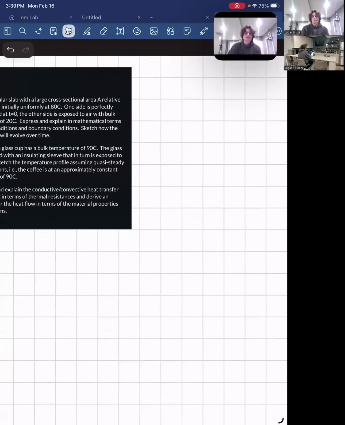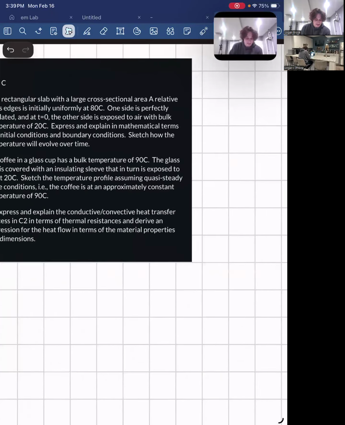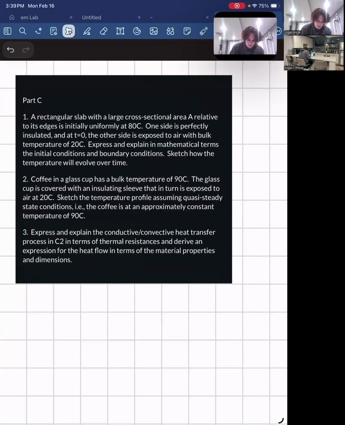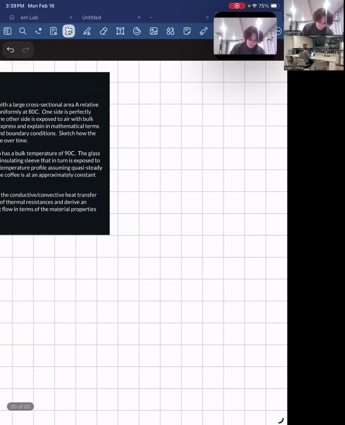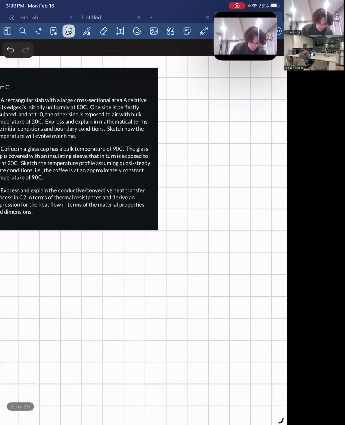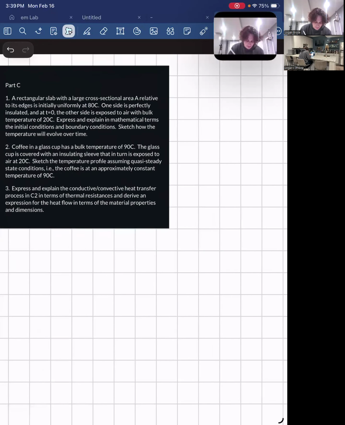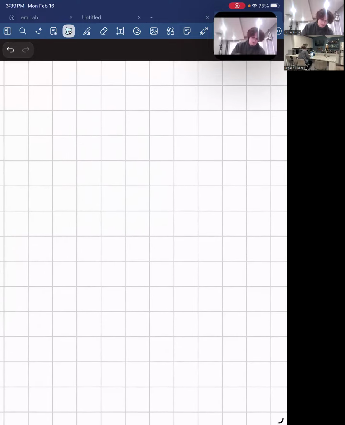All right, so this is homework one, part C. I added the question in here just so that I didn't have to go back and keep checking it, right? So this says a rectangular slab with a cross-sectional area of A relative to its edges is initially uniformly at 80 degrees Celsius. One side is perfectly insulated, the other is exposed to air, which is at 20 degrees, right? So if we draw this out, see how well I can draw this here.